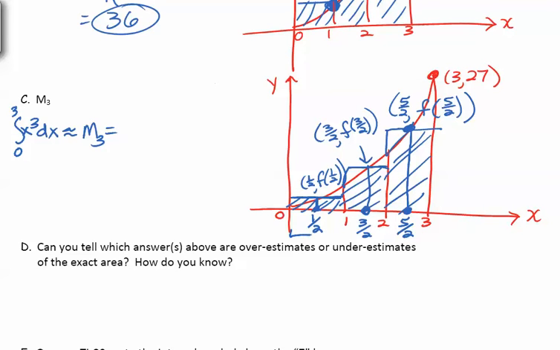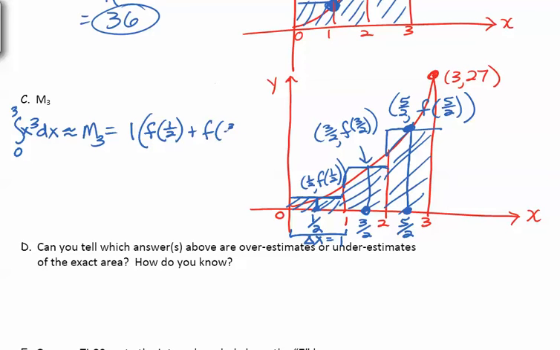Now be careful here, our delta x is still the same. Our delta x for each of these rectangles is still 1. So the base of each rectangle is still 1. The only thing that's changing is where are we measuring the heights.